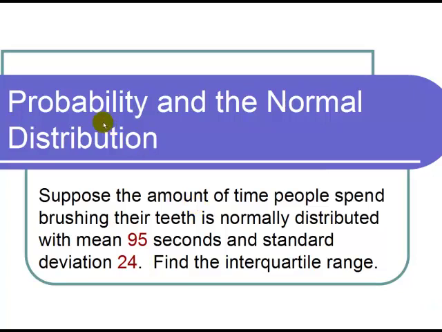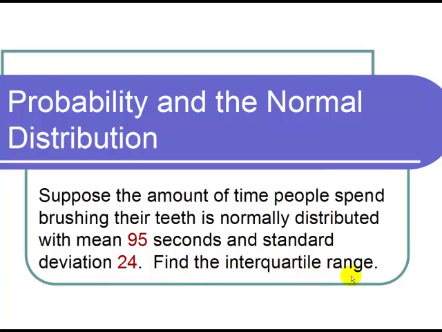This is a video on probability and the normal distribution. The question states, suppose the amount of time people spend brushing their teeth is normally distributed with mean 95 seconds and standard deviation 24. Find the interquartile range.